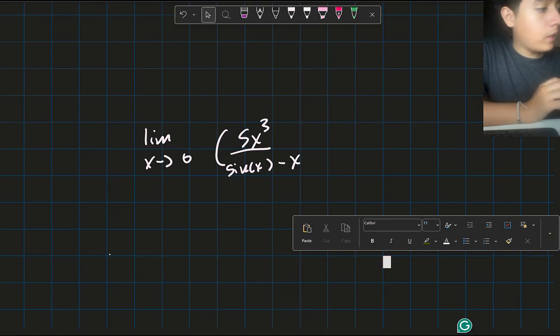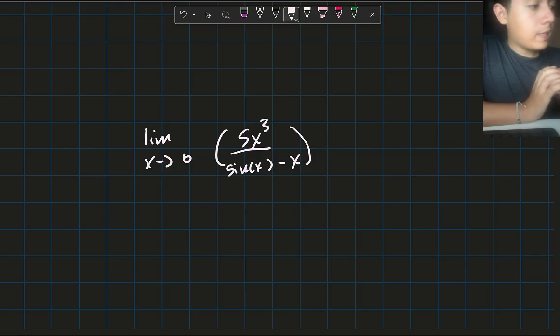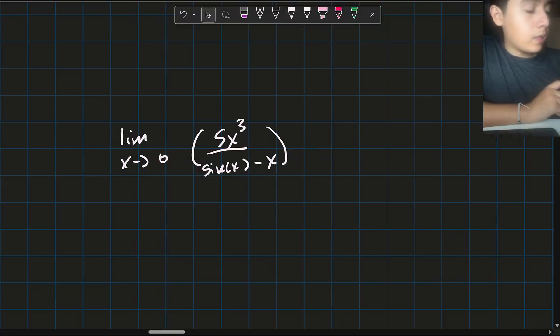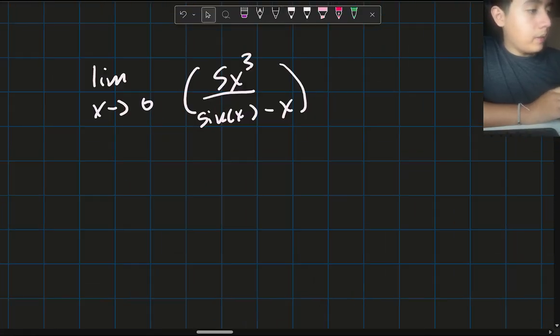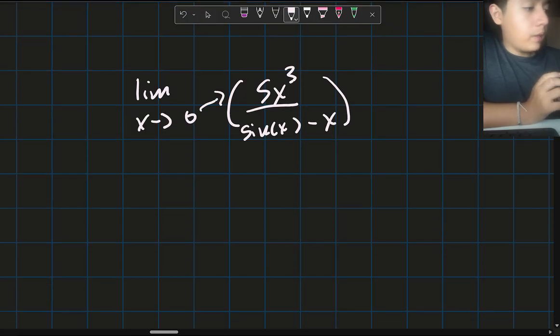I'll be trying to solve the answer. What is the value of the limit as x approaches 0 of 5x to the power of 3 over sine of x minus x? Okay, so we're just going to see if we get a value just by plugging it in.